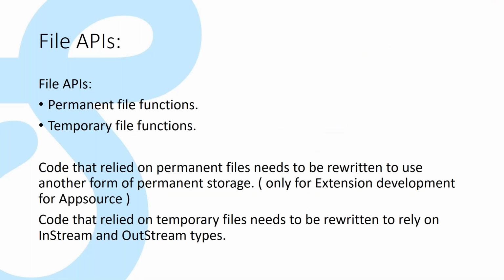One more thing is file APIs. For file APIs, there are two things you have to know. So first of all, the code that relied on permanent files will need to be rewritten to use another kind of permanent storage, and code that relied on temporary files will need to be rewritten to rely only on in-stream and out-stream types. But like I mentioned in the previous webinar, this is only for the cloud. For the on-premise, you can do most of the things, so that shouldn't be a problem.